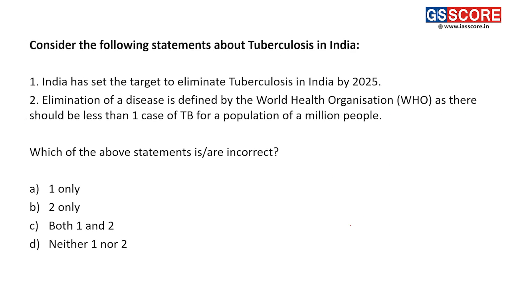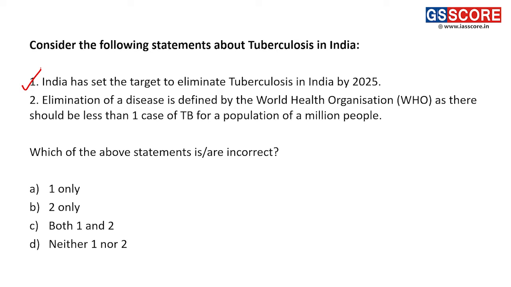Next question now. Consider the following statements about tuberculosis in India. First statement: India has set the target to eliminate tuberculosis in India by 2025. This statement is correct. The global target is 2030, but we have set the TB elimination target as 2025 itself.